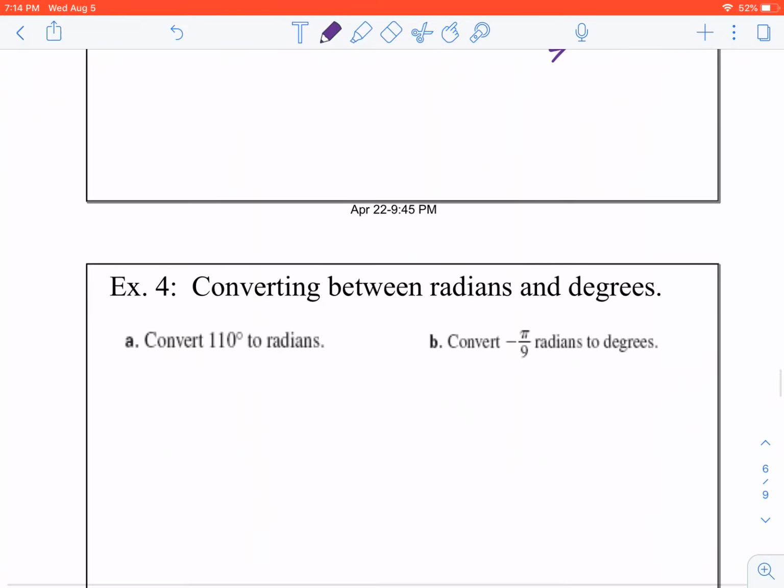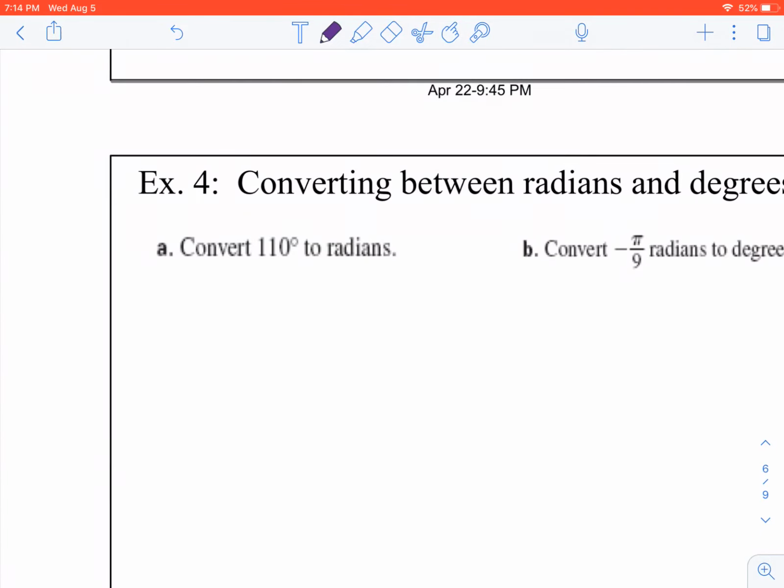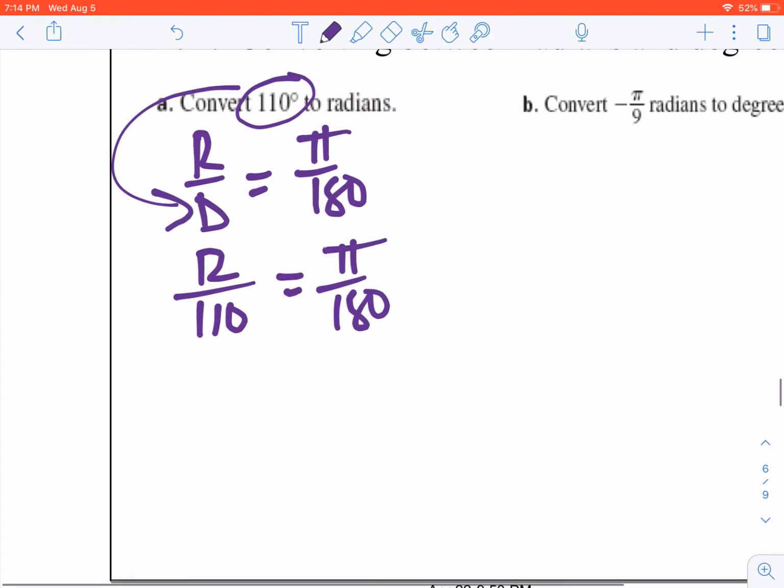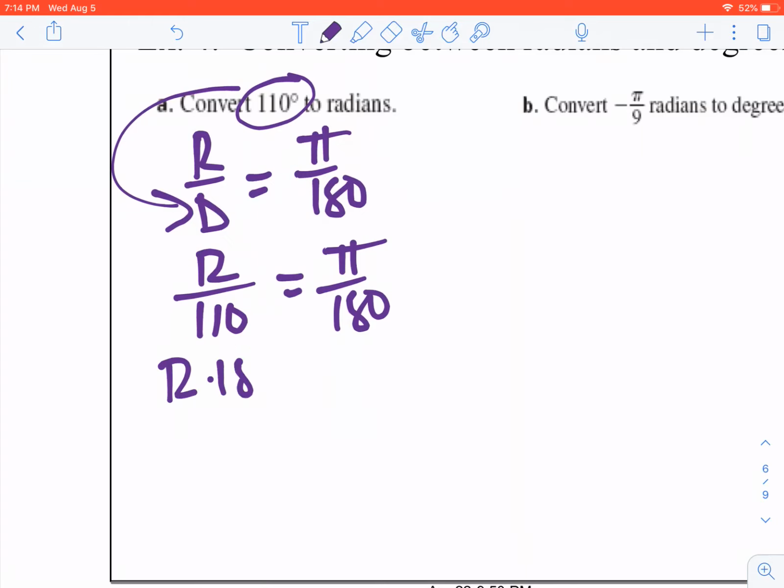All right, here we go. Convert 110 degrees to radians. Radians over degrees equals pi over 180. 110 is a degree. So radians over 110 is equal to pi over 180. Friends, we're going to keep our answer in terms of pi. We're not going to use 3.14. So let's do cross products. Radians times 180 equals 110 pi.